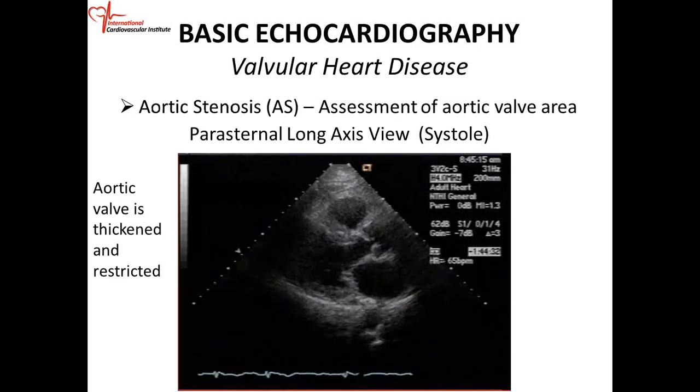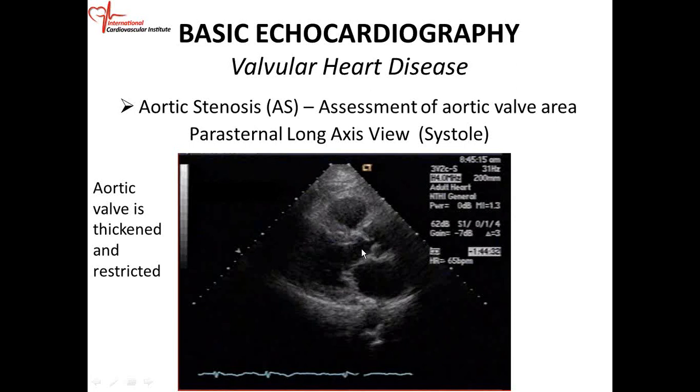All right, so as we have said before, how do you evaluate, how do you assess aortic stenosis? In the parasternal long axis view, you look at the valve, and you can see the valve is not opening fully, okay? It's thickened, and it's not opening to the full extent. In systole, you can see we're right in the T wave. The aortic valve should be fully open, right? The mitral valve is closed, and the aortic valve should be open. You can see it's thickened and restricted.